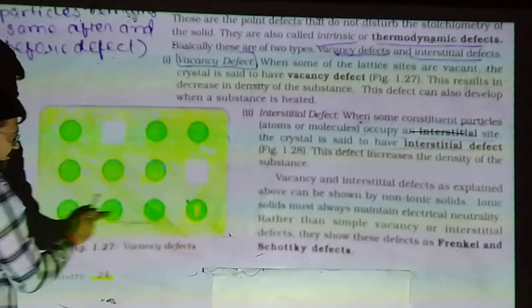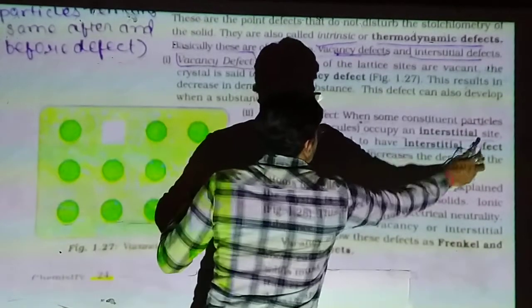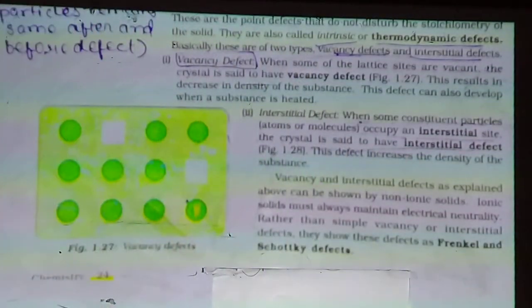Before defect there were 12 atoms in the same volume. After removal of 2 atoms in the same volume, the mass will decrease. So with the decrease in mass, density obviously decreases. Now interstitial defect. When some constituent particles, atoms or molecules, occupy an interstitial site, the crystal is said to have interstitial defect. This defect increases the density of the substance.